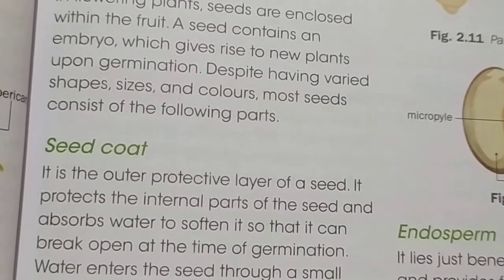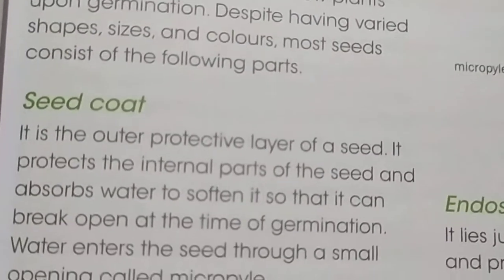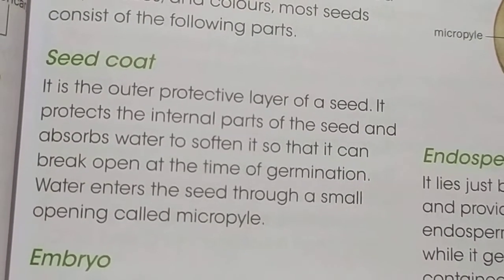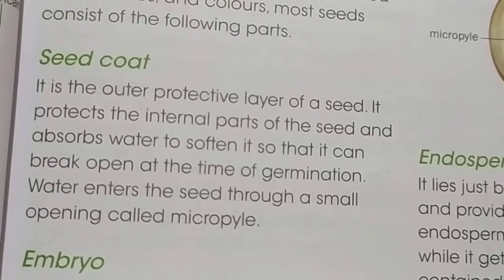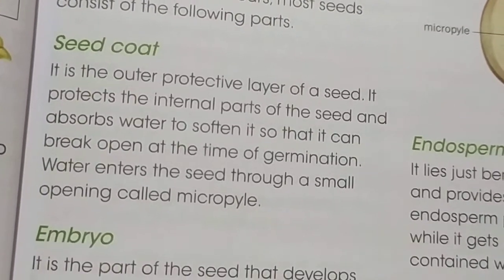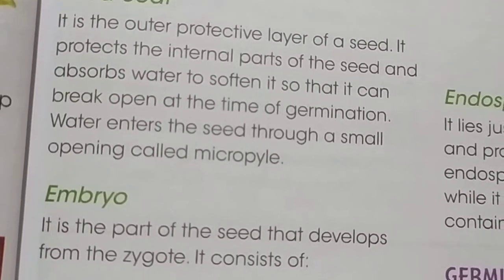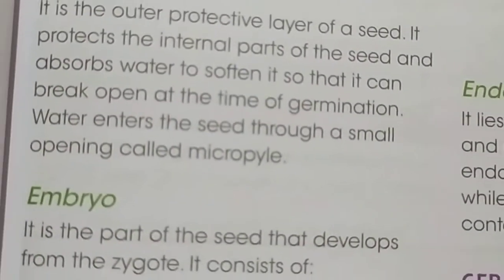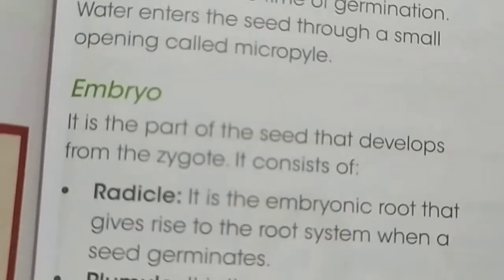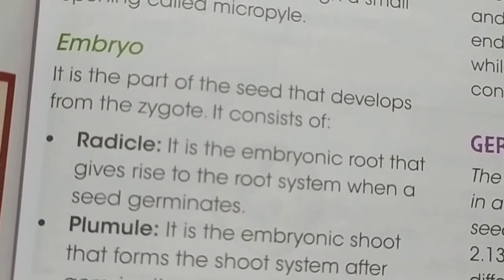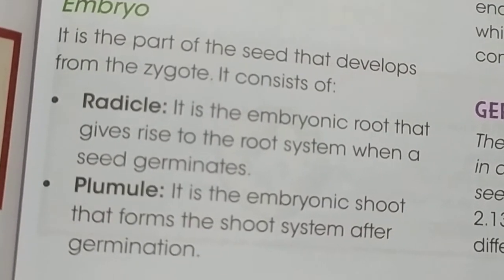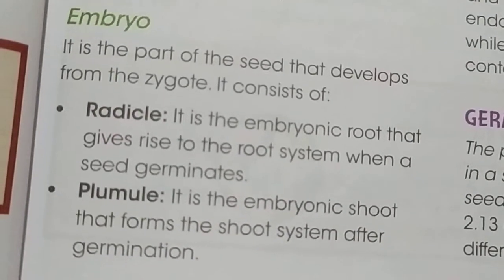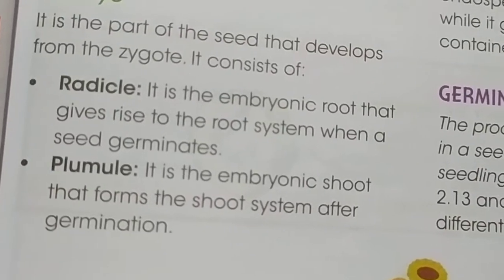Then you write, seeds consist of the following parts. Seed coat, one sentence from there. It is the outer protective layer of a seed. Then you write, water enters the seed through a small opening called micropyle. This last sentence you have to write. Then next one is embryo. It is the part of the seed that develops from the zygote. It consists of radicle. This complete you write, radicle in full. It is the embryonic root that gives rise to the root system.